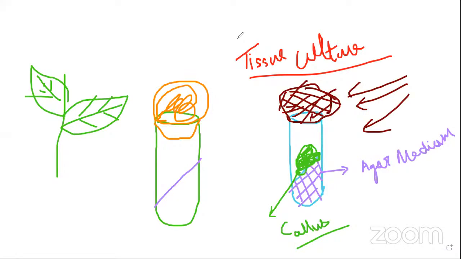Let's see how it will be. The mass of cells produces the first plantlet like this. There are thousands and thousands of cells, too many to count. We can isolate all of them and inoculate them again in aseptic conditions in different test tubes. Likewise, thousands and millions of test tubes can be placed in racks. This is all within the test tubes only.